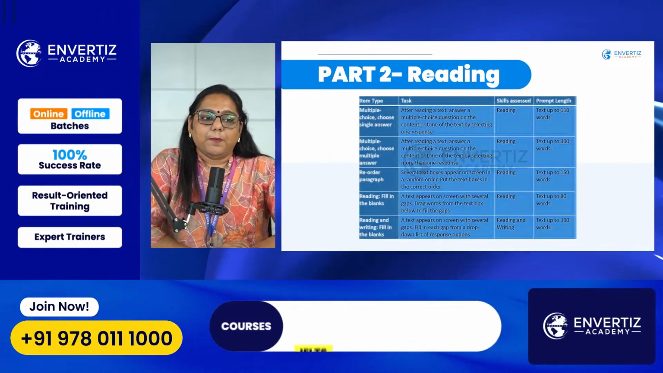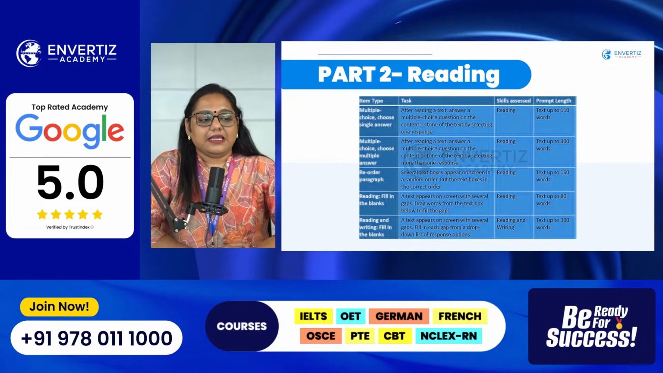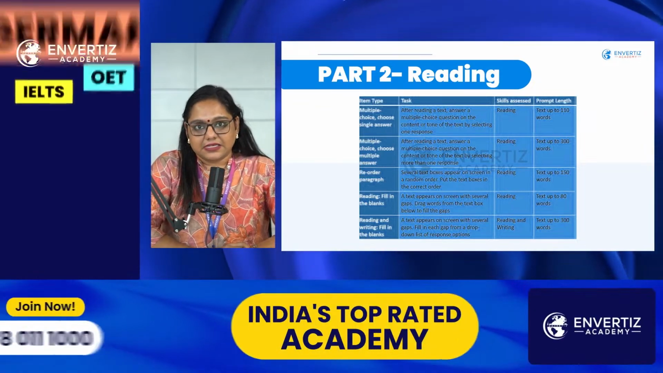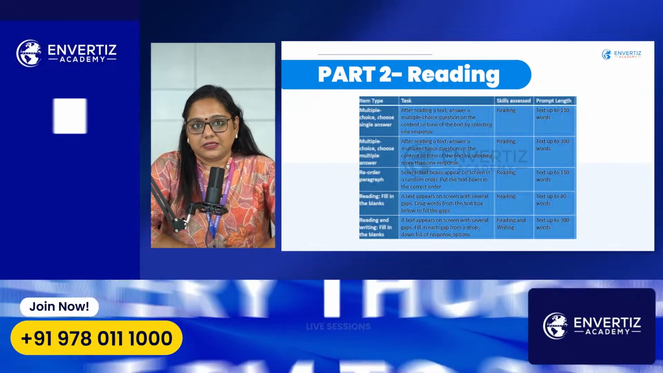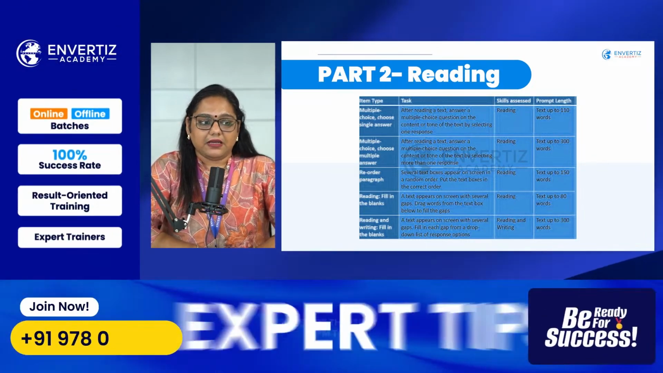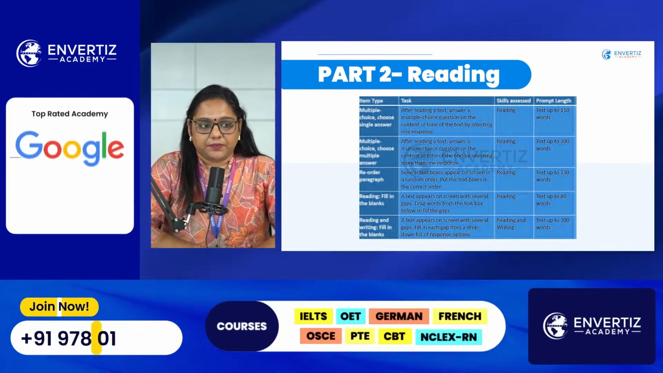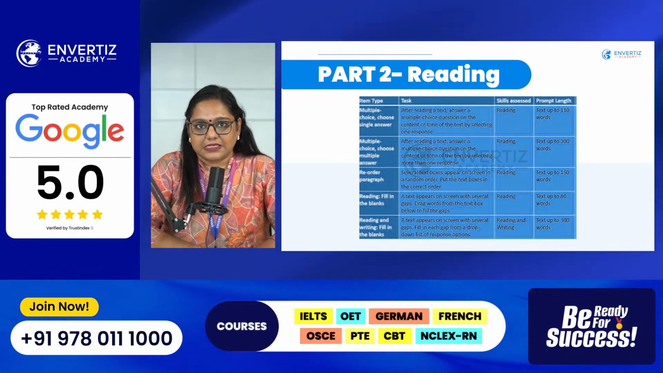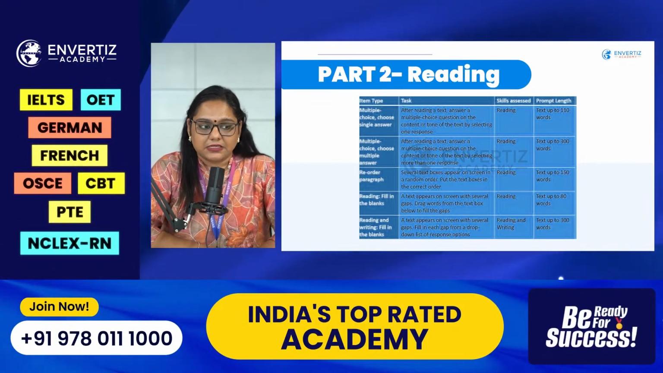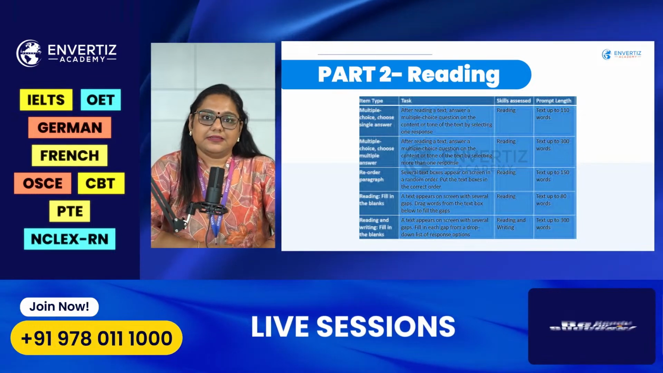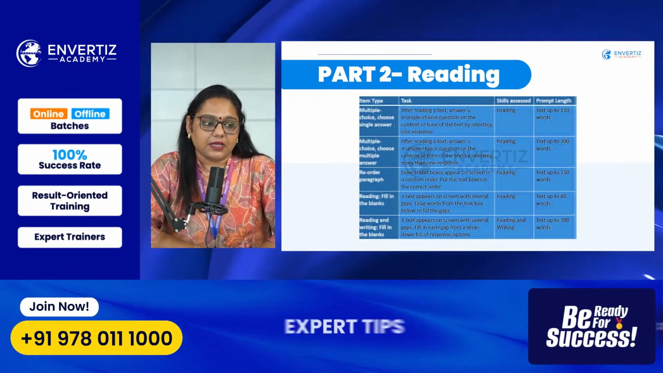Okay. Now part 2 of the test is reading. Reading, we have 5 tasks again. First is multiple choice, choose single answer. So you'll be given maybe 2-3 paragraphs and you have to select one option from there. So here only reading will be assessed. Then we have multiple choice, multiple answers. Again, in the same pattern, you'll be given a paragraph. You have to select more than one option.